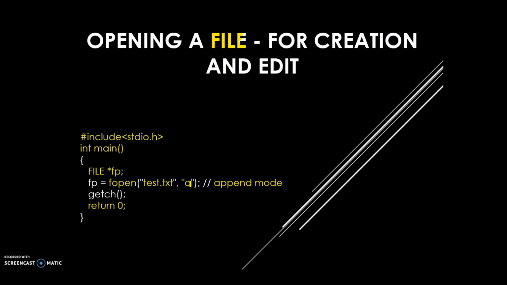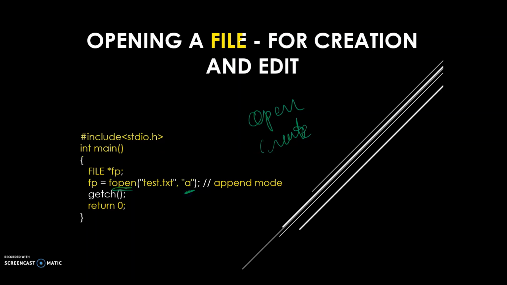So now when you open this file, the address of that file will be stored in the fp, so you can work with that file using this fp pointer. Now what will happen when you run this program? Let's say this append mode basically does two operations: one, we are opening the file, and the second is creating it.